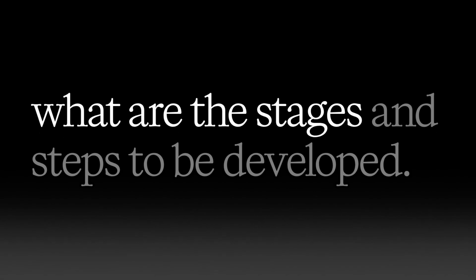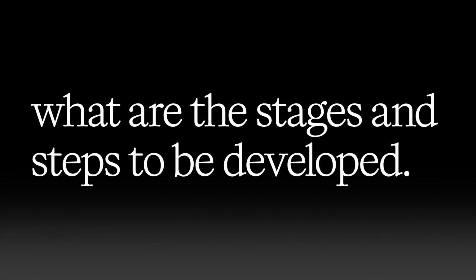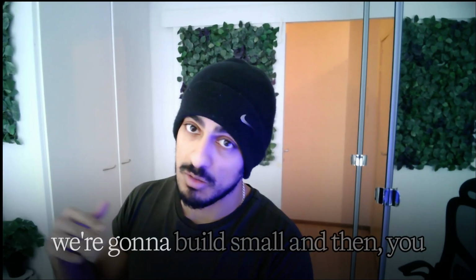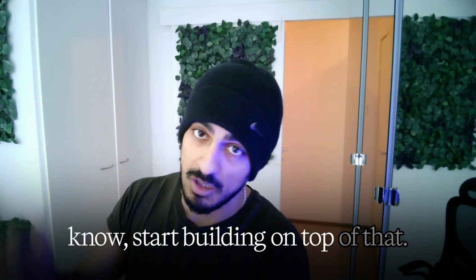So the first thing we're going to do is that we're going to go to OpenAI. We're going to think about the app, like what are the stages and steps to be developed. I'm going to use a no-code app developer such as Bolt New. I think that's the best for these specific cases. In Bolt New, you can add like all of these different features and functionalities at the same time, but Bolt New won't be able to manage all of them. What we're going to do is that we're going to build small and then start building on top of that. That's how it works the best with Bolt New. I've developed like a dozen of apps with Bolt New, and I've noticed that this is the way to go.